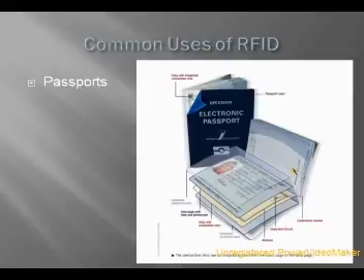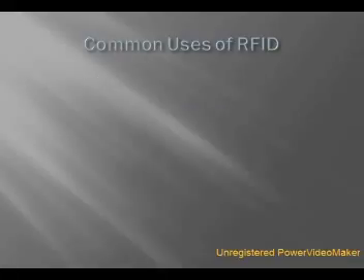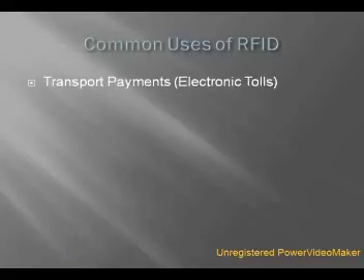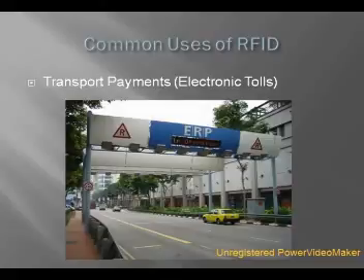The first one is passport. Passport RFIDs are used to record a person's travel history and the number of times into and out of the scanning country. Animal identification. RFID can be used as an animal identity tag to contain the animal's name and address as well as information regarding its owner. Transport payments. Transport payment devices contain RFIDs that link the tolling company with the user's address, so an invoice can be forwarded to the person's home for the distance he or she traveled on the toll route.